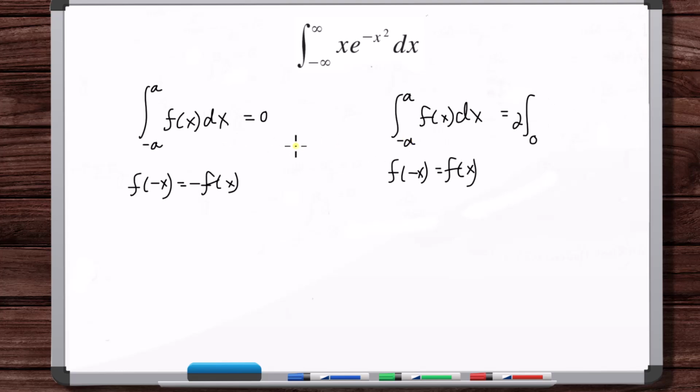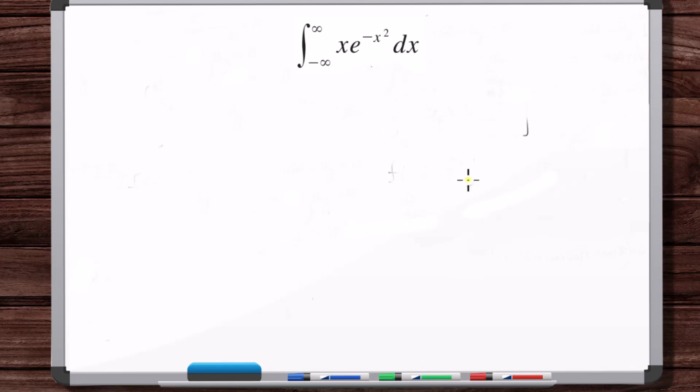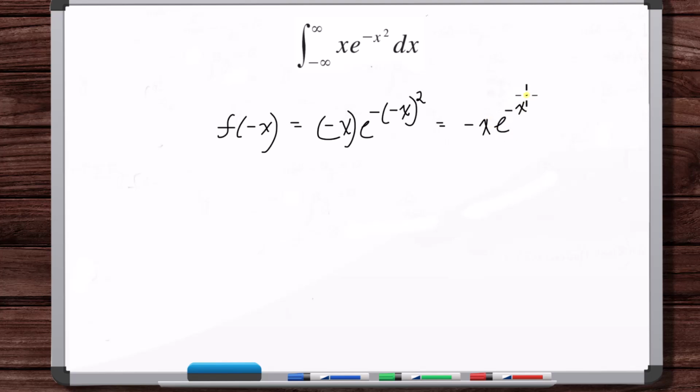Okay, so if we take a look at this, it looks like this is an odd function. And I say that because, what is f of minus x? Replace x with minus x. Yeah, this is minus f of x. This is an odd function, so this is going to be equal to 0.